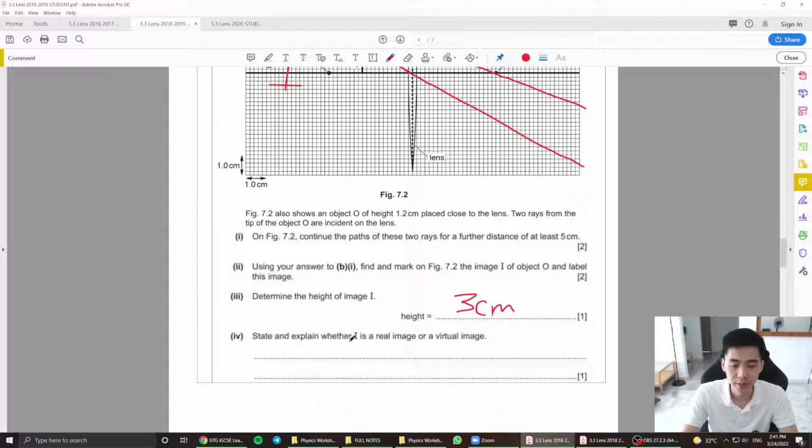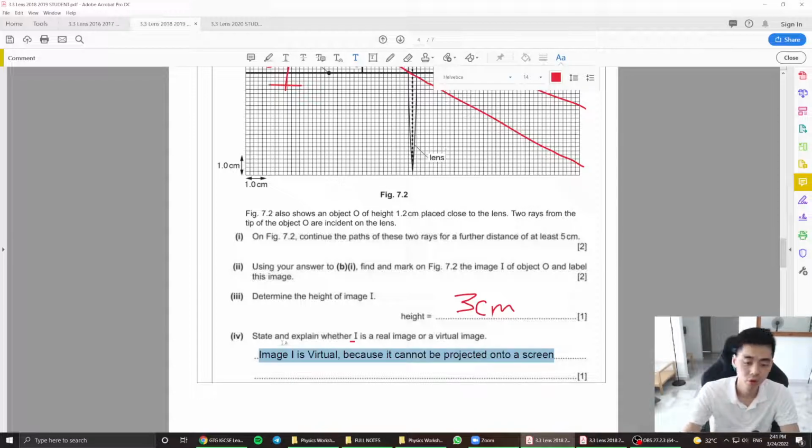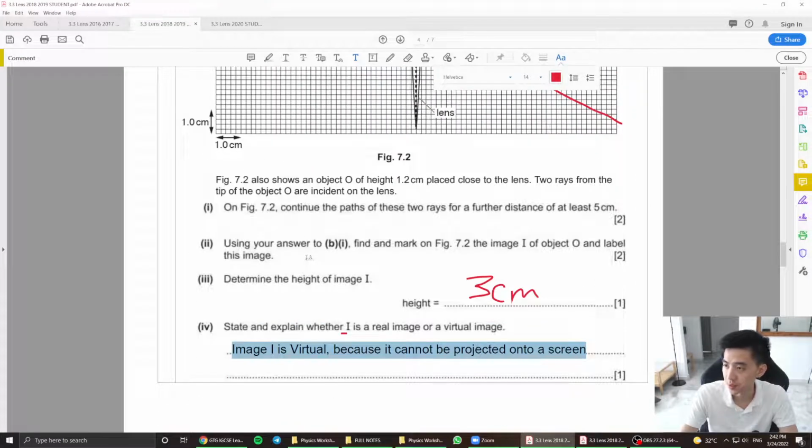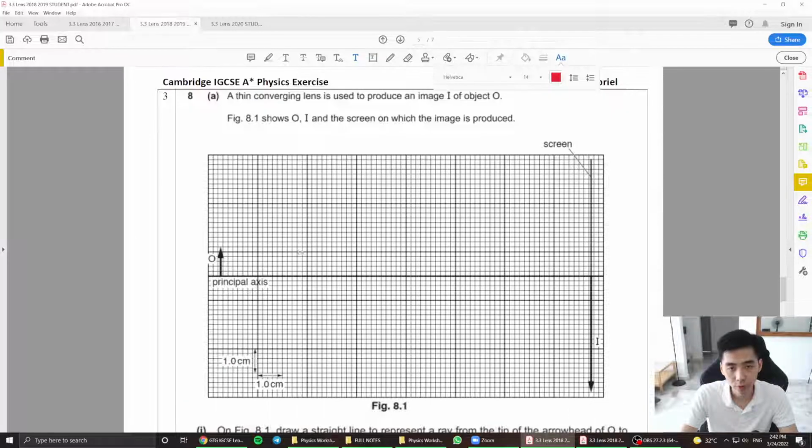Now after that, state and explain whether I is real or virtual. Obviously it is going to be virtual. Image I is virtual because it cannot be projected onto a screen. Super standard question with a super standard answer, guys. Alright, and moving on to this next part here.